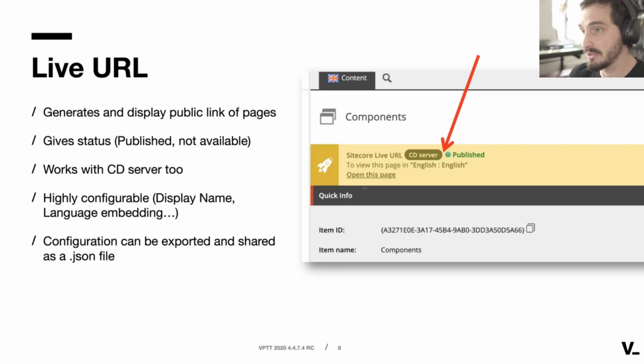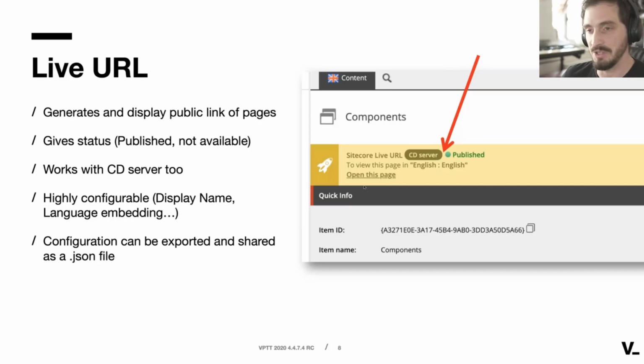This is super useful because in Sitecore, if you want to reach the public page, you have to copy the path and append it to your domain, and then eventually reach your page. So here for each page, you will get this open this page link plus a status. The extension will check the status of the page, whether the page is available or not. So you can actually see from Sitecore if the page has been published. By default, it works with your CM server, but you can also enable CD servers and URL in the configuration options of the extension.